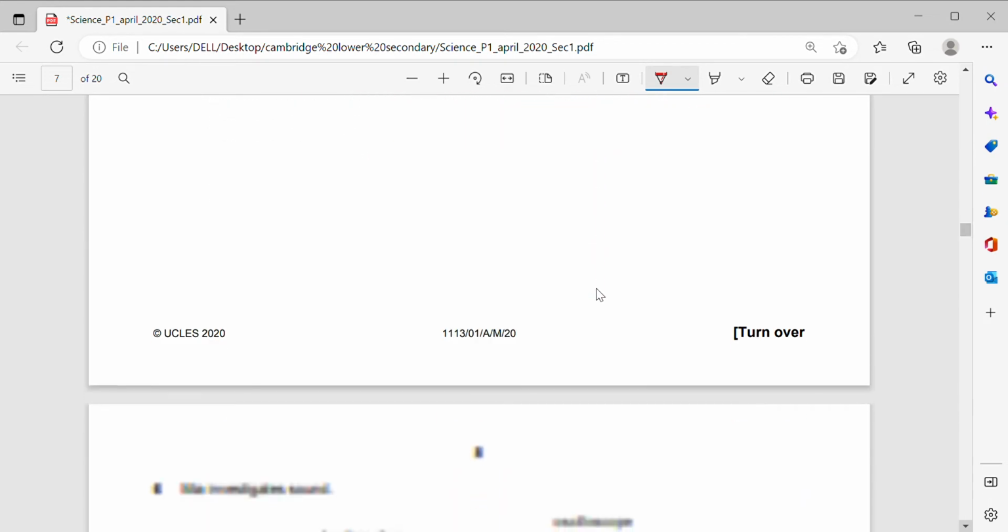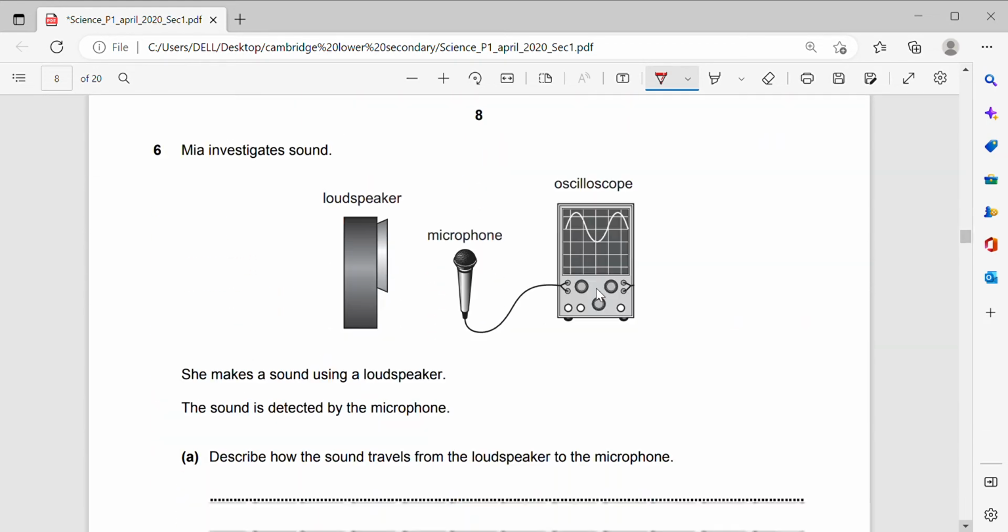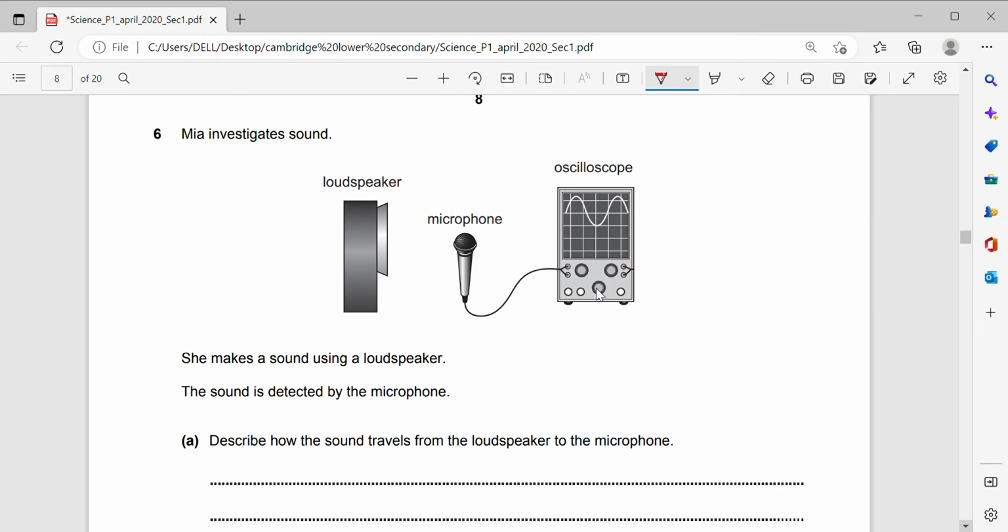Next question. Mia investigates sound. She makes a sound using a loudspeaker. The sound is detected by the microphone. Describe how the sound travels from the loudspeaker to the microphone. Sound is a form of energy. How do sound waves travel? It should travel through a medium. And here, what's the medium for sound waves to travel through? The medium is actually air.